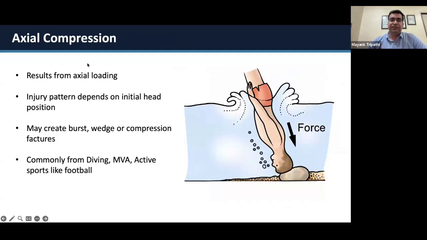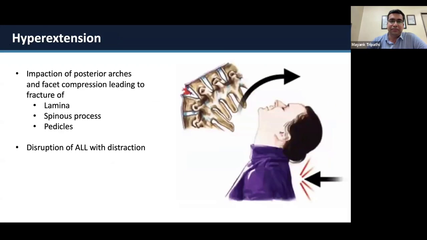The second mechanism of injury is axial compression, which results from axial loading. The injury pattern depends upon the initial head position. It may result in burst, wedge, or compression fractures, which more commonly result from diving injuries, motor vehicle accidents, and active sports like football.